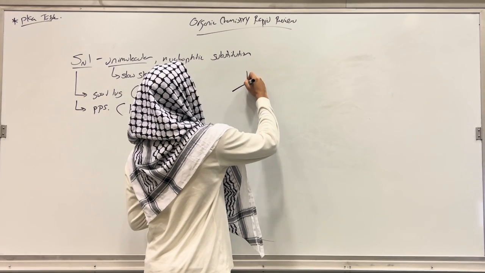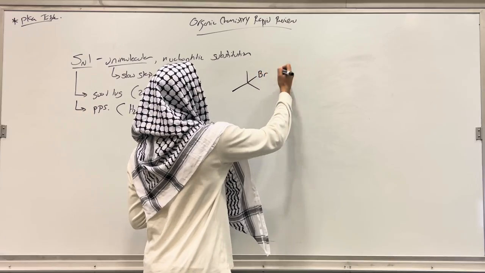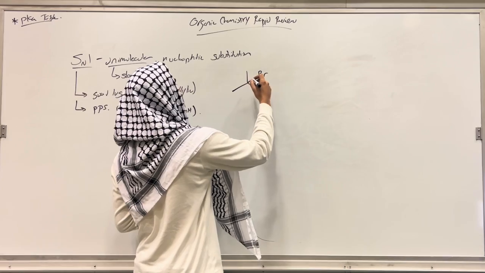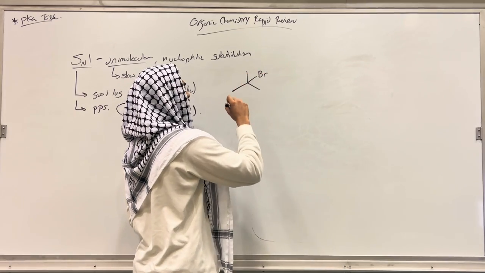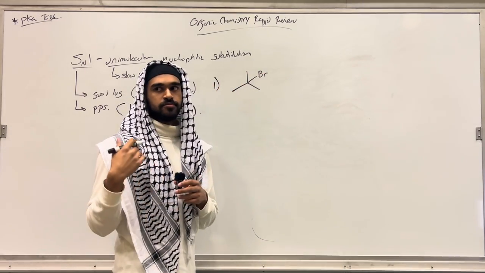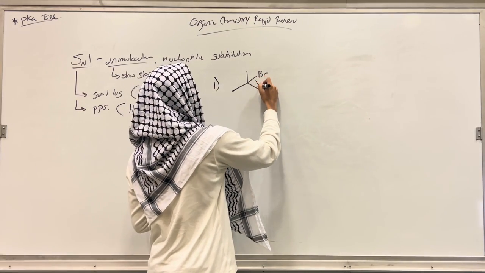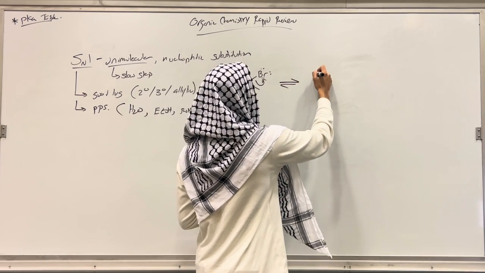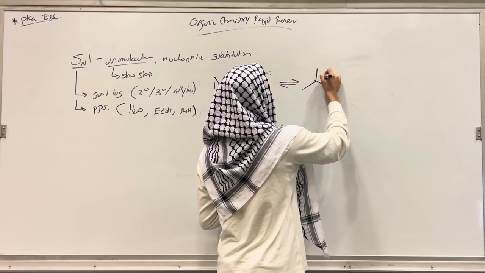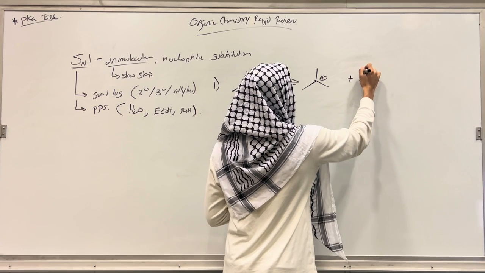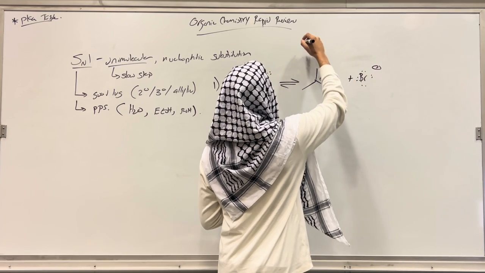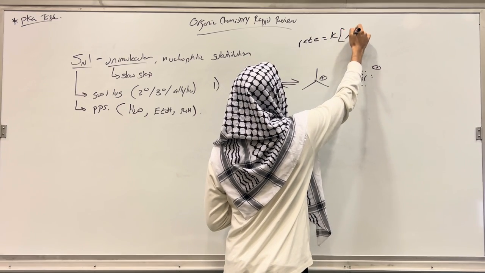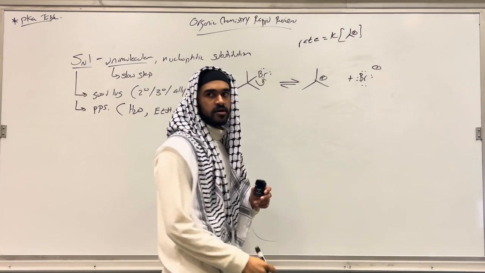So let's take a good leaving group, a tertiary good leaving group, right? And the first step of any SN1 reaction is the leaving group leaves. It's a reversible reaction, and the formation of the carbocation is the rate determining step. So if you were to write a K expression for this, there you go.